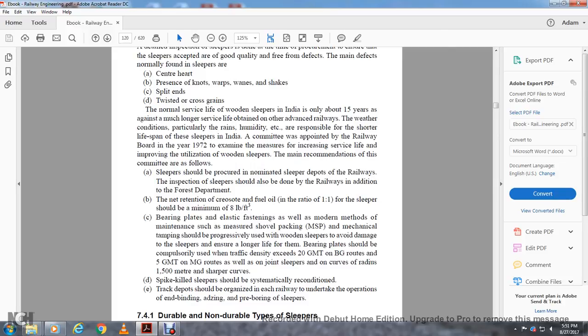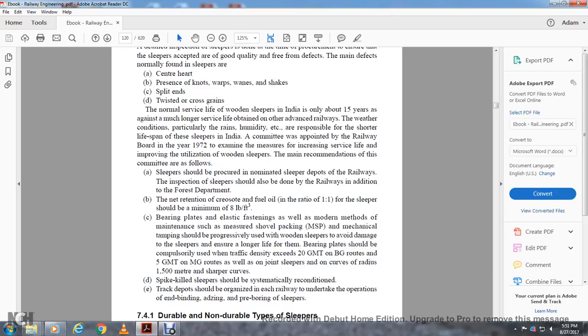To ensure longer life, the bearing plate should also be compulsorily used with traffic density exceeding 20 gross million tons on broad gauge routes and 5 million gross tons on meter gauge routes as well. The joint sleepers on curves with a radius of 1,500 meters or sharper. The spike-killed sleepers should be systematically reconditioned.